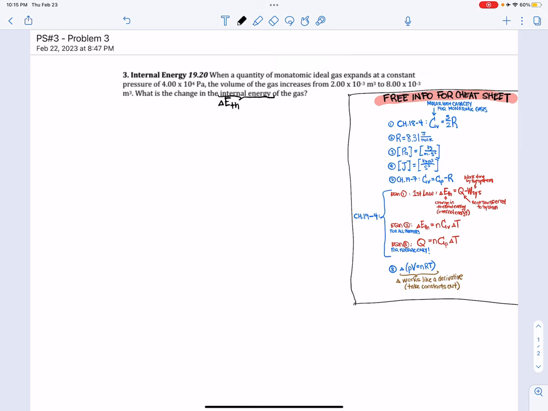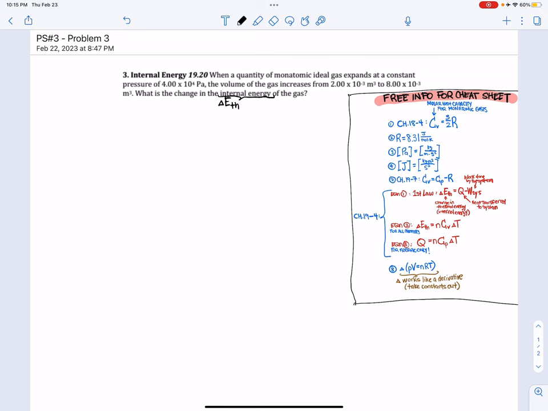Okay, and over here to the right of the page, I just have some free info that I think is useful for solving homework problems and answering tests. So if you can have a cheat sheet for the test, I highly recommend that you write this down somewhere so you know it.